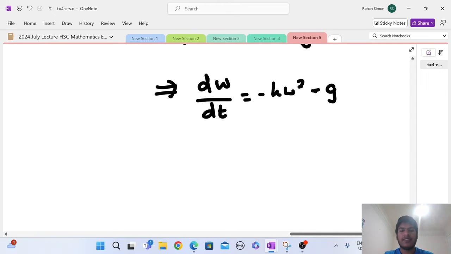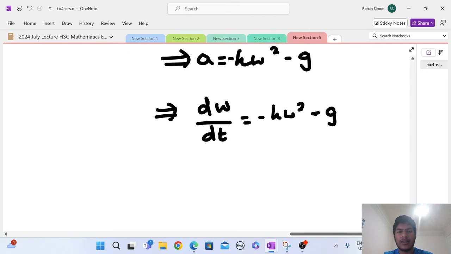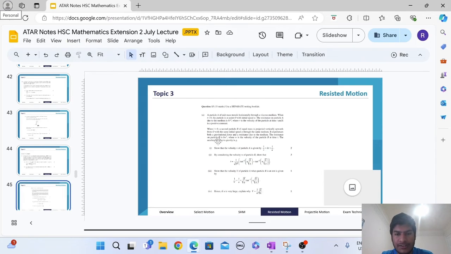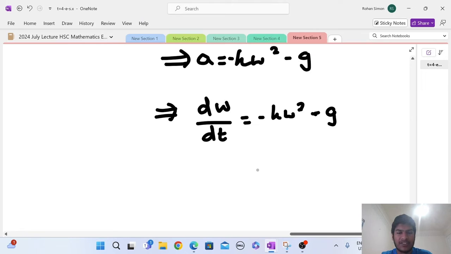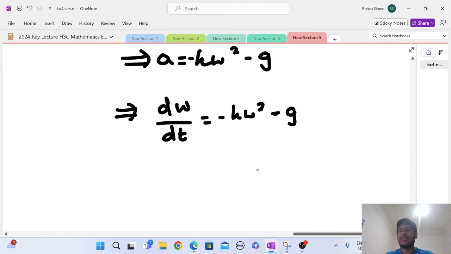Right. Now the reason that we use our velocity time relationship, that is our dv/dt sort of relation, is because we've got t equals something in terms of u and w, right? And that means that we have a velocity time relationship. So let's go ahead and integrate this.